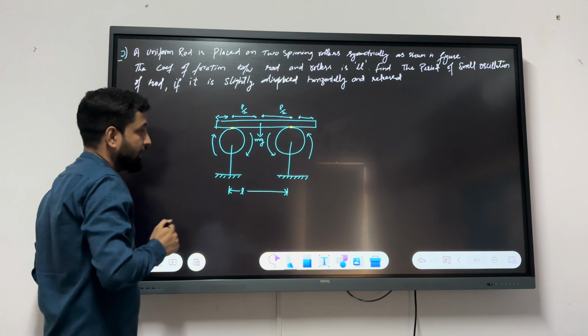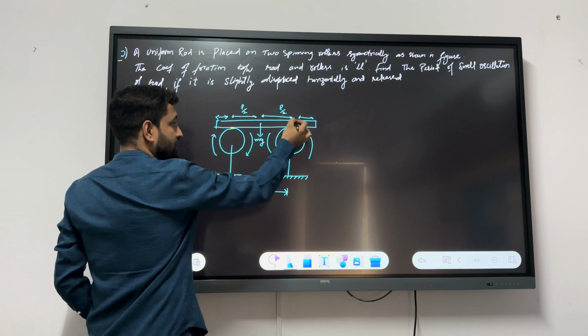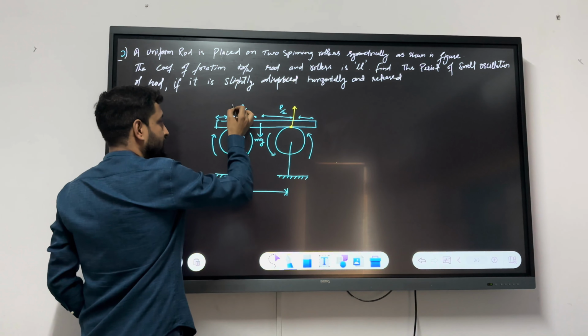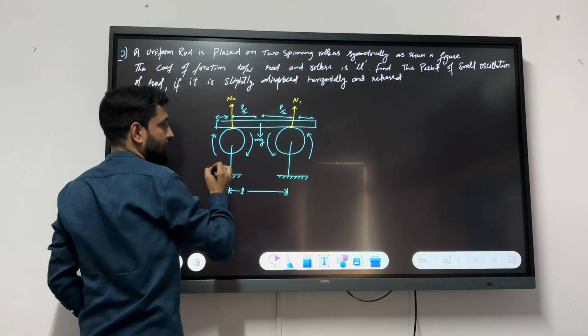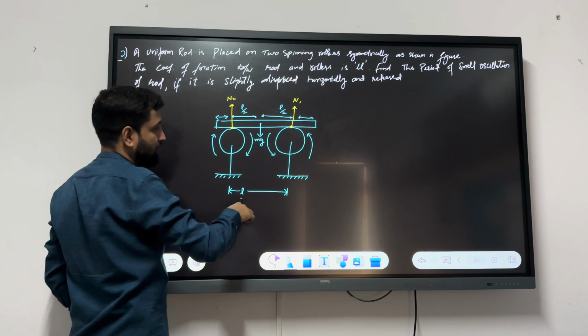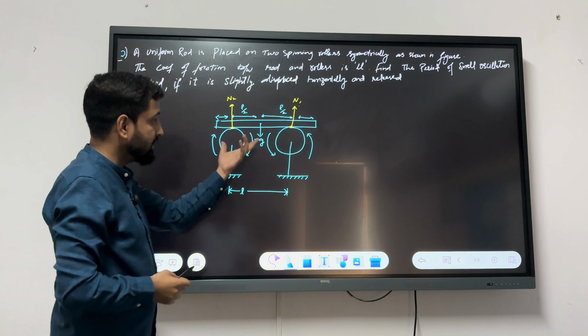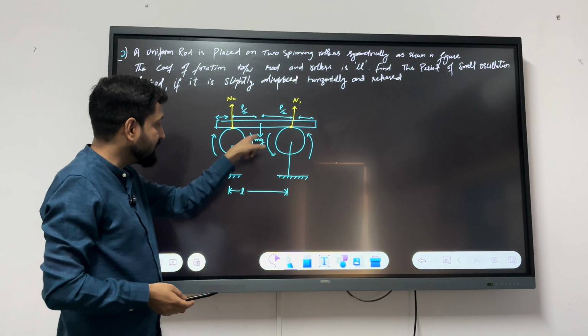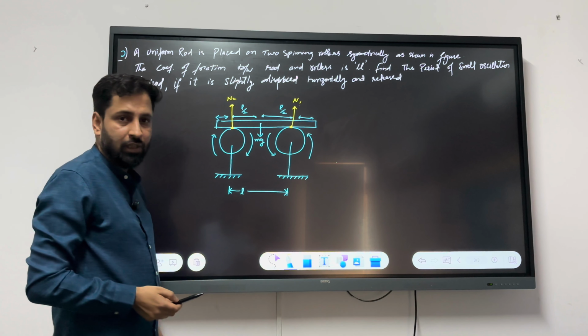How can we say that? Look, if this is mg, here the force is in the upward direction, and here also the force is in the upward direction. Let this be N1 and let this be N2. But mg acts downwards, these two forces act upwards, and N1 and N2 in this case will be the same. Why? Because mg is acting at the center. We can prove that by the torque equation.